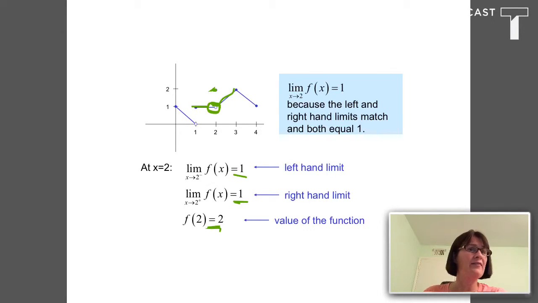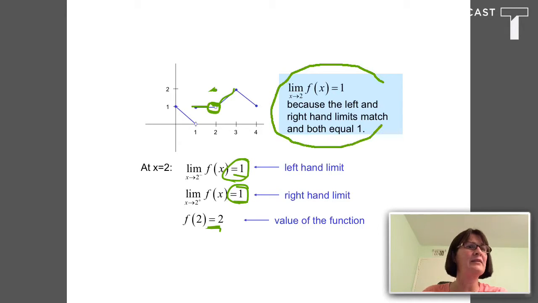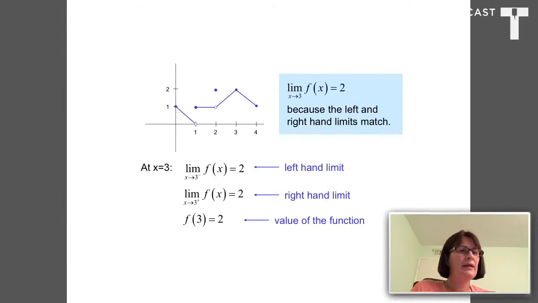The limit of f of x as x approaches 2 from the left was equal to the limit of f of x as x approaches 2 from the right. So I can say that the limit as x approaches 2 of f of x exists and it's equal to 1. Now we can explore what happens as x approaches 3.